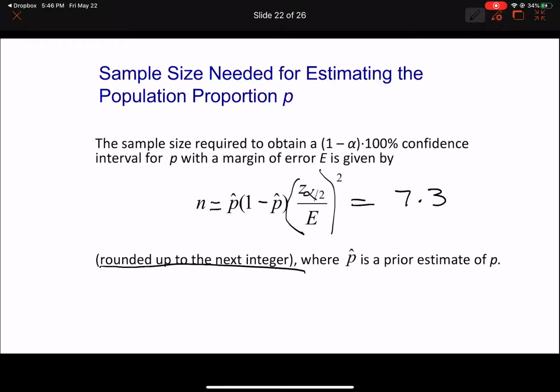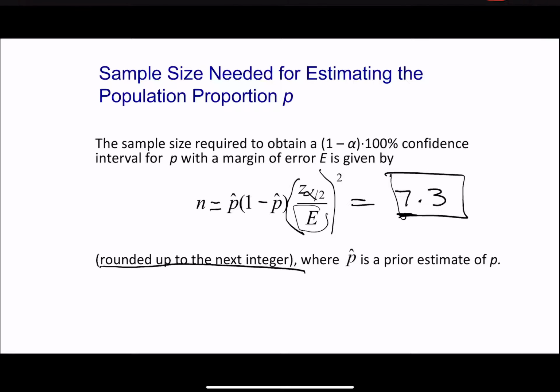I can't poll 7.3 people. I can't ask 7.3 people questions. Asking 7 wouldn't be enough because I have to have at least 7.3 to get my margin of error. So I would have to ask one more. So we always round up to the next integer. We're always going to round up to the next integer. And p hat is our prior estimate of p.